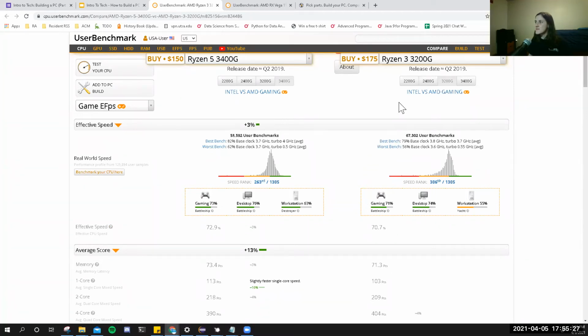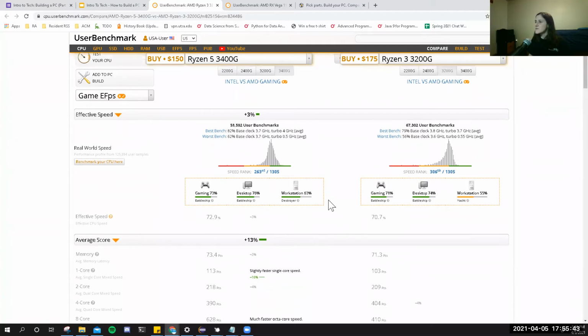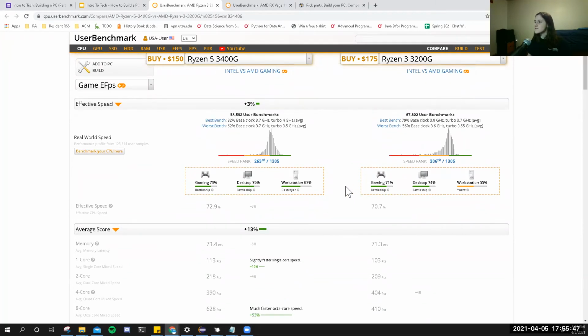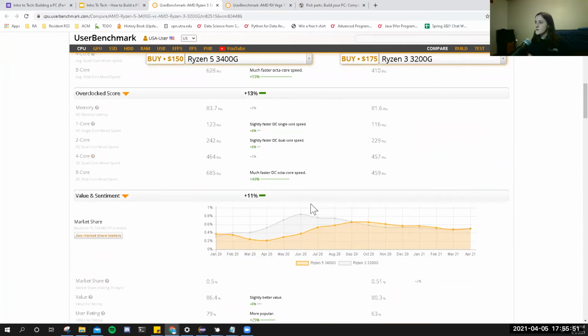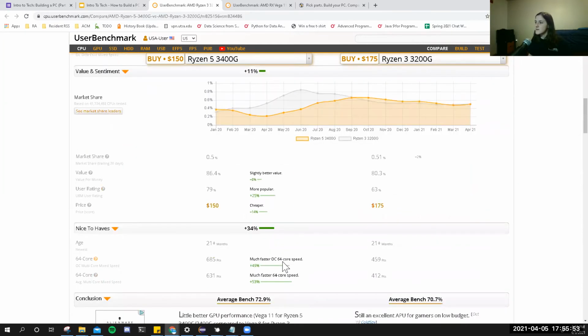But we have their performance metrics. So we see that Ryzen 3, since it is that lower processing, it suffers a little bit on the workstation by like 8%. And then gaming, it's just a small difference. And then desktop is also a small difference. So we can look through here. This effective speed was really what I wanted you all to look at. But we see since Ryzen 5 is that higher relative processing power, it is going to be better.